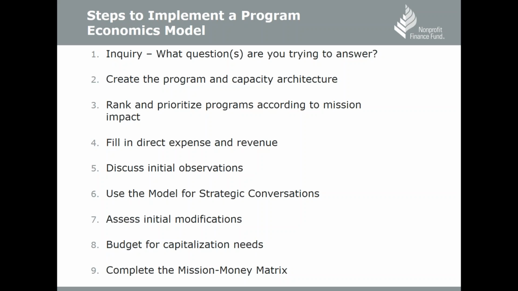All right, next we take a step back. We do some initial high-level observations, identifying what we're seeing. Then we can use the model for strategic conversations with leadership. Having accurate data is part of the battle, but you also need to be able to make some choices and decisions here. Next, we want to assess the model for initial modifications, having some of those more difficult conversations. Then we want to budget for capitalization needs. And lastly, we can complete that mission money matrix and create a bubble chart, if you will, to just see how everything lines up.